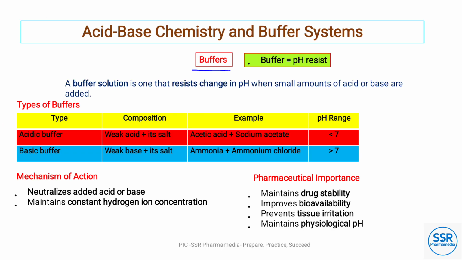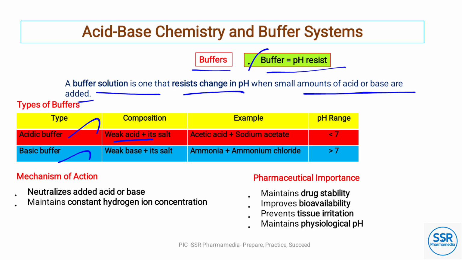So next we will discuss the buffer. So what is a buffer? A buffer is produced to resist changes in pH. A buffer solution is one that resists change in pH when a small amount of acid or base is added. According to that, the types of buffers are acidic buffer and basic buffer.